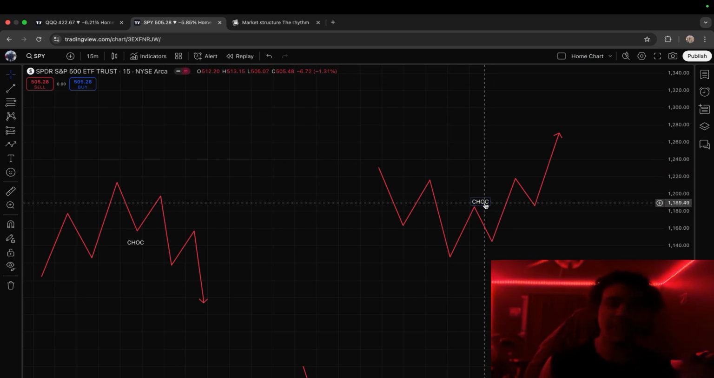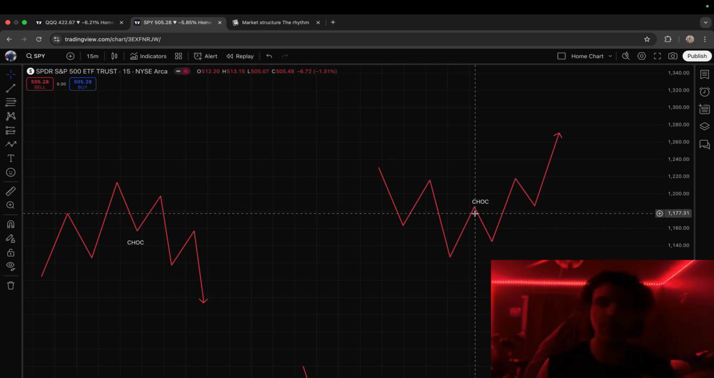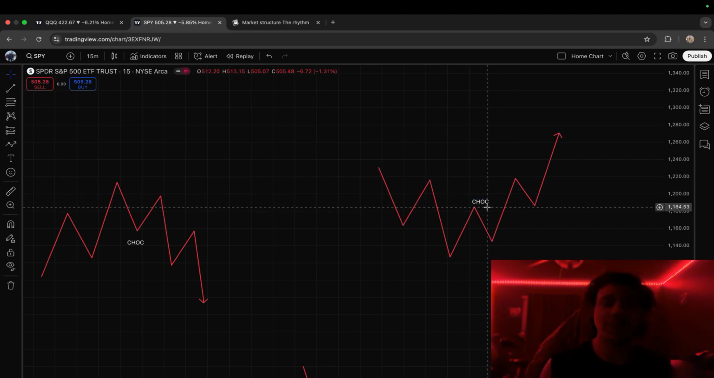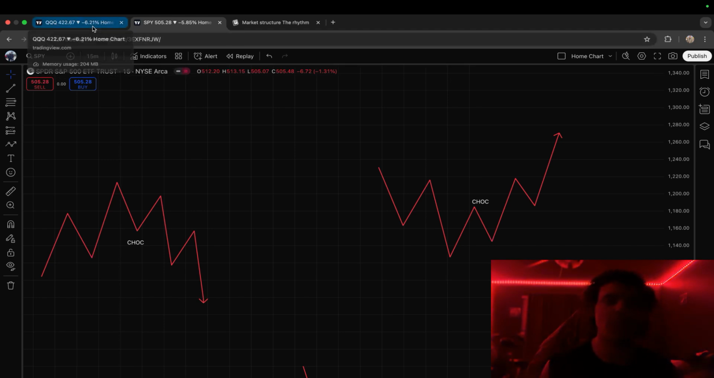Why is this a change of character? Because our last lower high, which was supposed to be safe, because we know when we make a lower high, we need to create a lower low to continue the trend. But what did we do? We ultimately created a higher low and then broke our last lower high before creating a higher high, okay? So that is what a change of character is, and change of character is ultimately a reversal in trend.